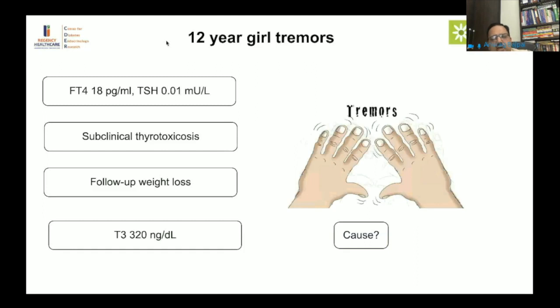This emphasizes that for every child whom we suspect of thyrotoxicosis, please get a total T3 level along with a free T4. We'll discuss why we are talking about total T3 and not free T3 when we talk about assessment, because FT3 is not a very reliable marker of thyroid function, and total T3 is a good enough test. So this highlights that total T3 assessment is essential in a child who presents with thyrotoxicosis.